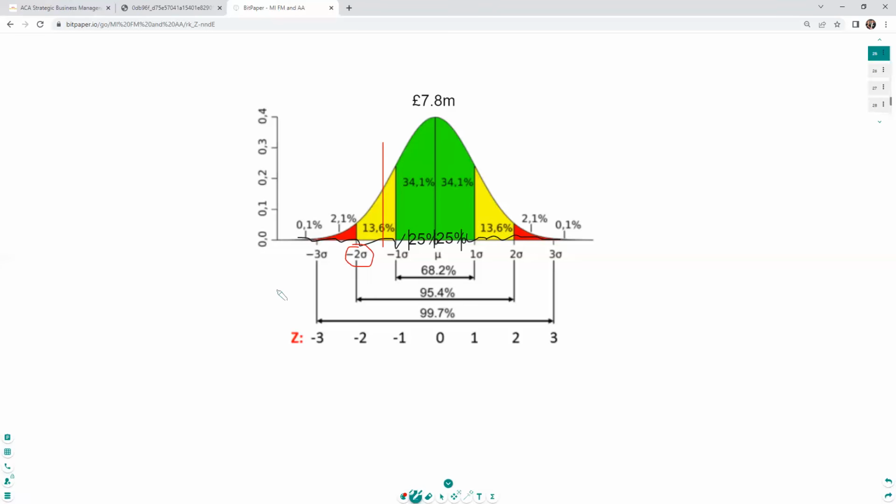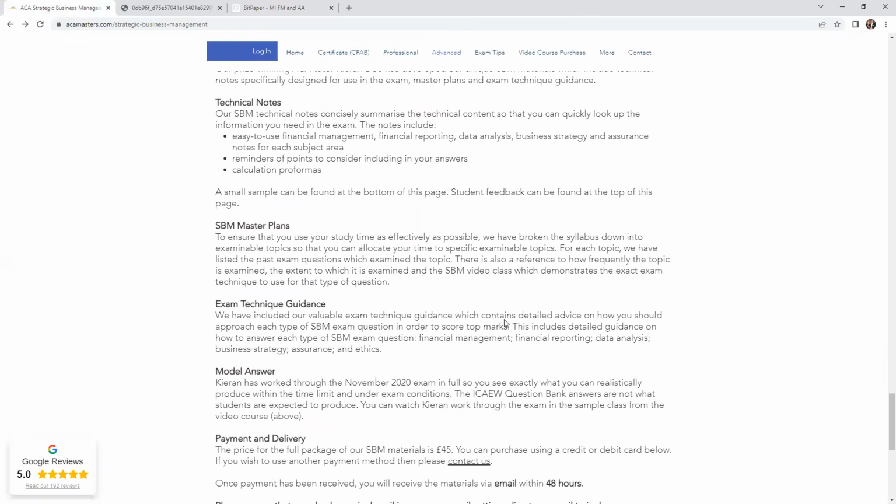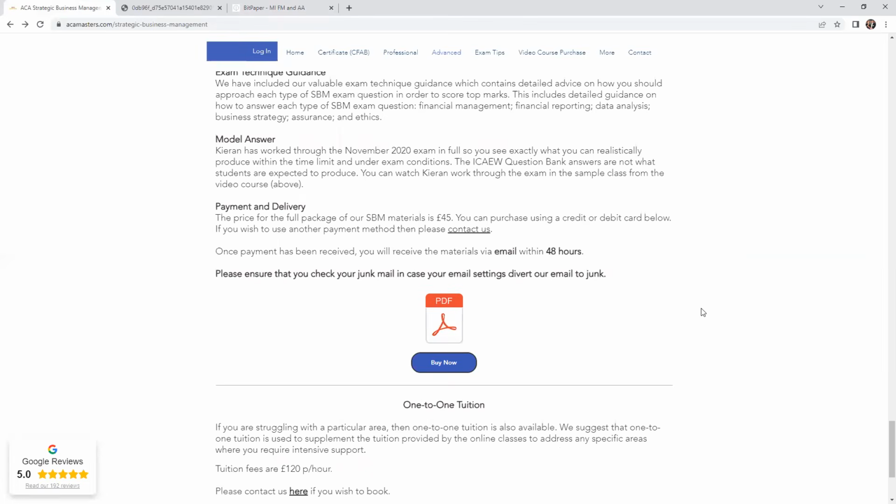So the question is, is there a way to access the question bank if it's not on your ICAEW bookshelf? That's probably something to contact ICAEW about. Another question is, can you purchase the materials? If you're referring to our materials, then yes, they can be purchased at the bottom of the page. You can just purchase those separately there.